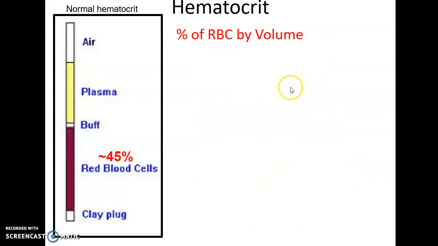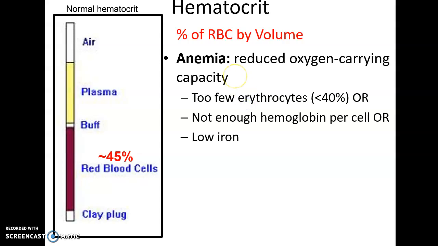All right, hematocrit, that is the volume of blood that is composed of red blood cells, percentage of red blood cells by volume. And our red blood cells should make up about 45% of our total blood volume. Anemia means reduced oxygen carrying capacity. This could be caused by a low hematocrit, so if less than 40% of the blood is red blood cells, that's a problem. Could be caused by not enough hemoglobin in the red blood cells, or it could be because of low iron. It turns out iron is critical for hemoglobin to bind oxygen. If you don't have enough iron, your hemoglobin will not function.